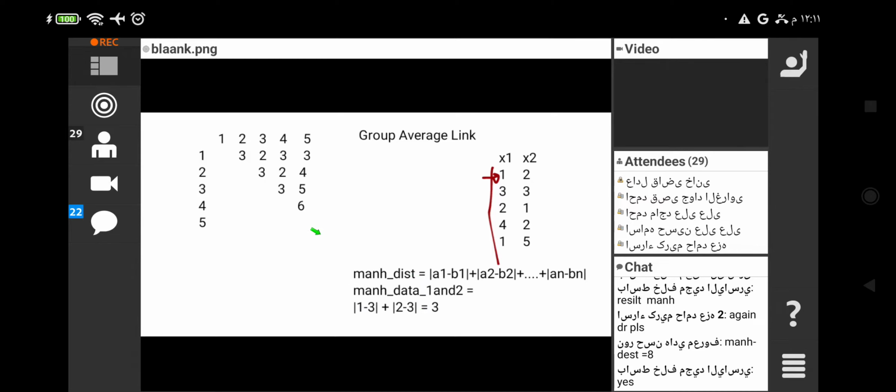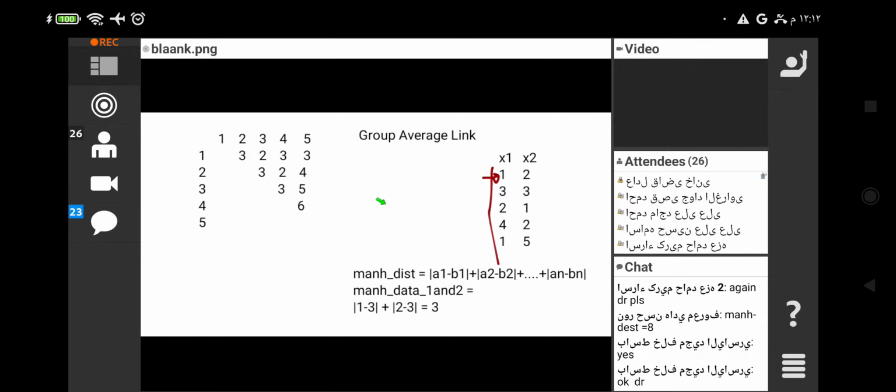Okay, can you see this? Manhattan distance between data 1 and 2. 1 is this data, 2 is this data, okay? Data 1 is 1, 2, data 2 is 3, 3. You see it here? 1 minus 3 plus 2 minus 3, okay? This is the Manhattan distance between 1 and 2. You do the same thing between the others. So this is the distance matrix.